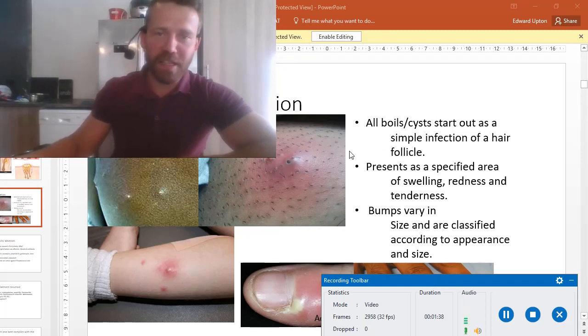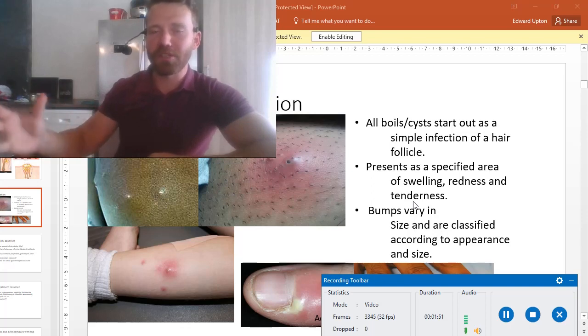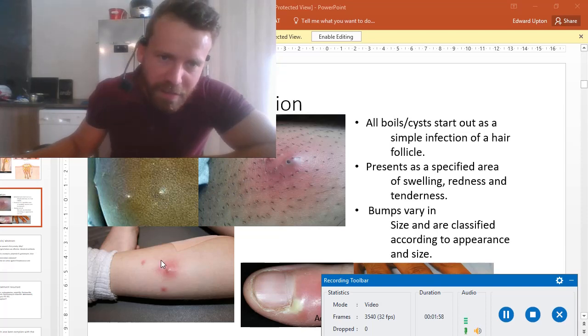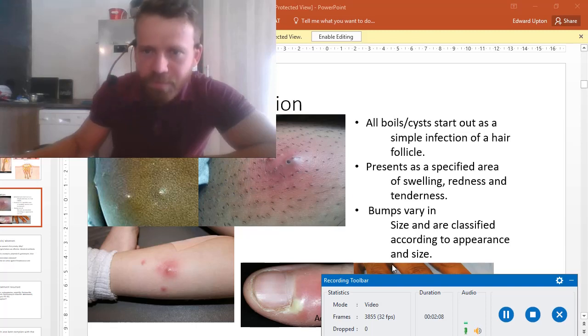So all of them start the same way. All cysts, pimples, pustules, etc. start in the hair follicle. And we start classifying them differently according to their size and their appearance. So as they actually change, we start classifying them differently as, for example, a cyst or a pustule. So all of these are quite specified areas, so it's not really diffuse in a big area here. It really is quite specified. This one here I'm actually a little bit concerned about because it has a very large red area around it, so this one's actually probably becoming a little bit diffuse at the moment.